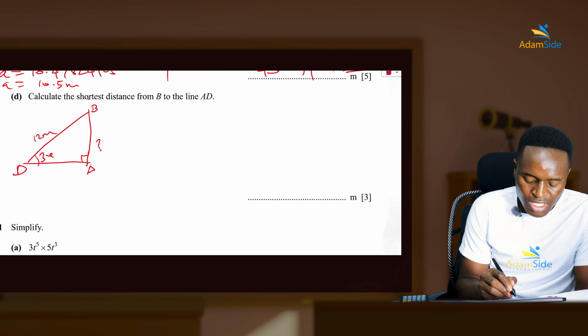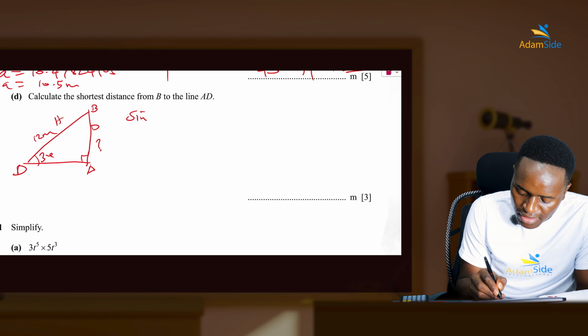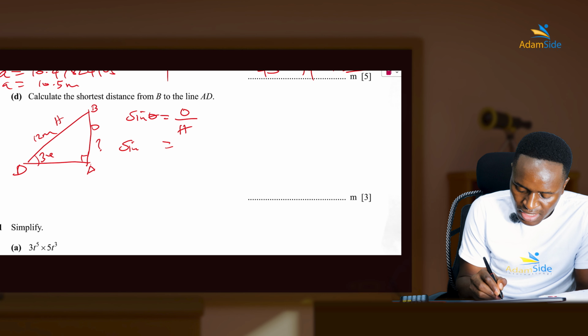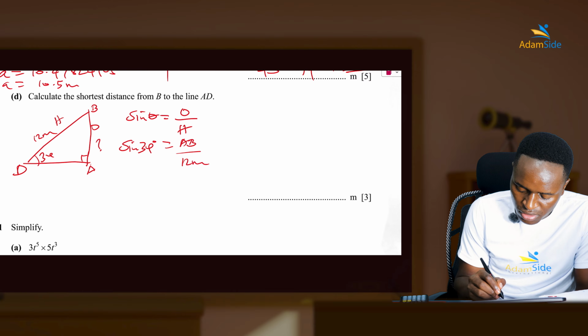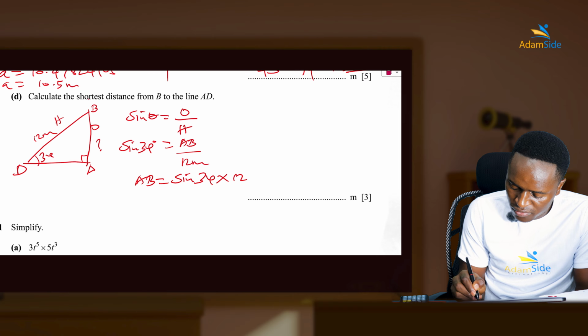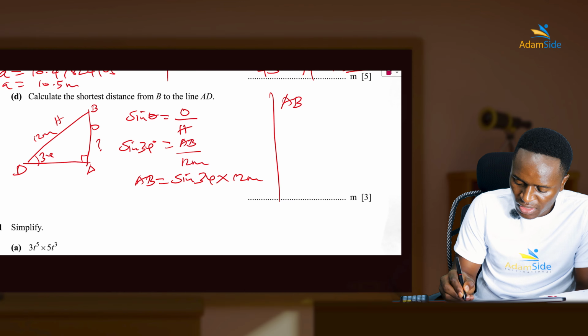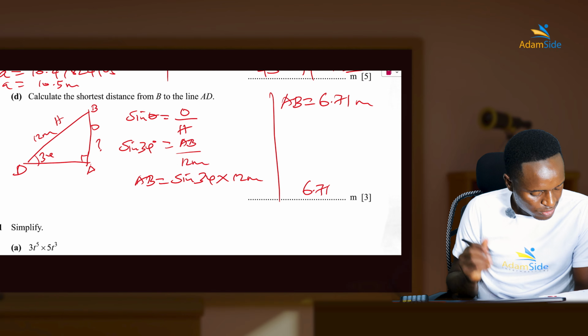Now we're looking for the opposite. So we have the hypotenuse, opposite. Obviously, we use sine. So sine theta is opposite over hypotenuse. So we say sine 34 degrees will be equal to AB over 12 meters. So AB will be sine 34 times 12 meters. When you do that, what do you get? You get AB is 6.71 meters.